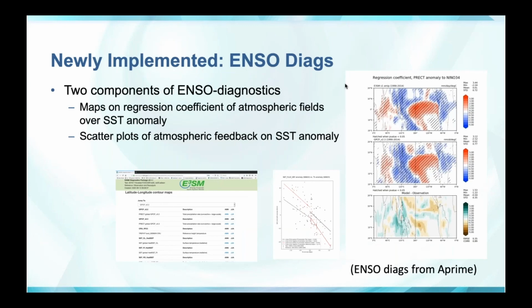Next, I'm going to present our progress since the last all-hands meeting. We implemented 2 components of ENSO diagnostics, which were identified as critical for ENSO DIACs, including maps of regression coefficients of atmospheric fields over SST anomaly and scatter plots of atmospheric feedback on SST anomaly.